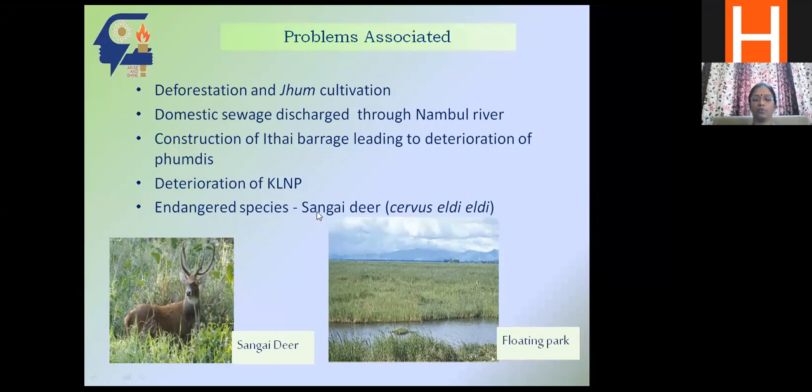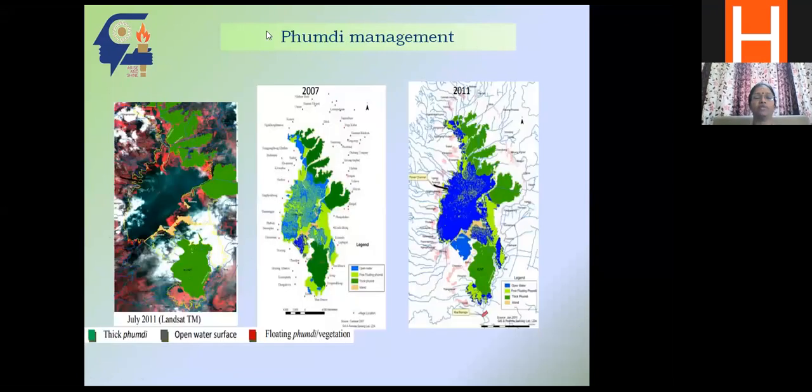So with all these problems, the assessment team went there, and we were trying to identify what was the extent of FUMD before the execution of the work and after the execution of the work. What you see here on the left side is a Landsat 2011 image. Over the image, we have superimposed these red and green polygons.